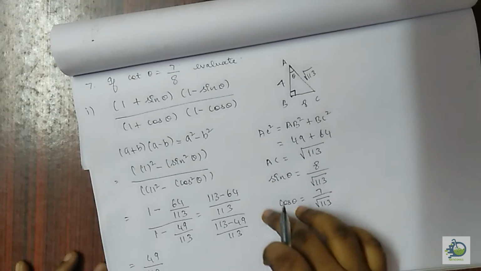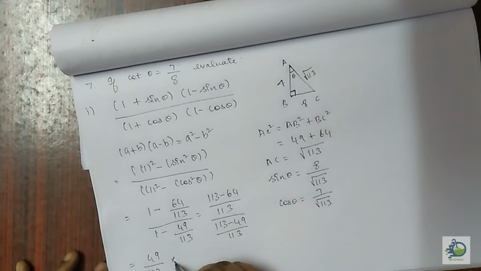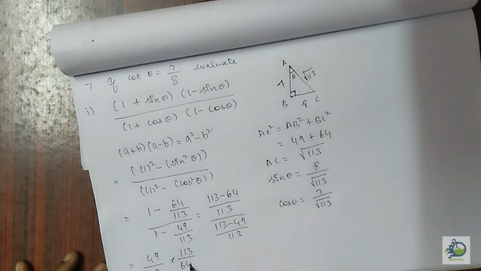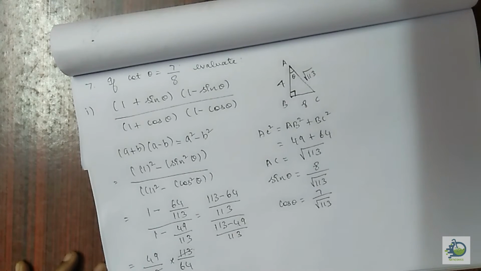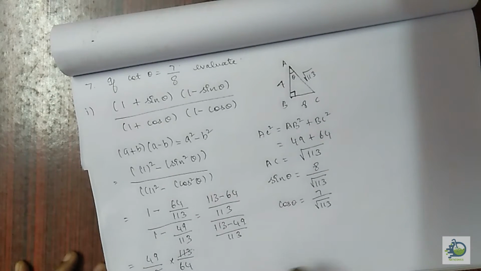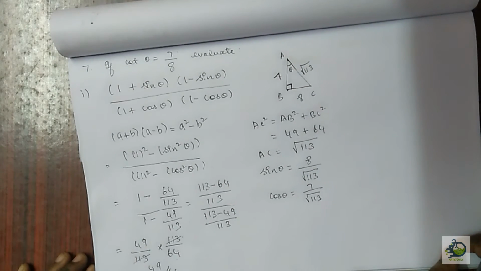113 minus 64 is 49, so it is 49 by 113. When I take this denominator to the numerator, it gets reciprocal and it becomes 113 divided by 64. 113 minus 49 is 64, so it becomes the denominator and this goes to the numerator. Now we can cancel out 113 and 113 and we get the answer as 49 by 64. That's all, so simple.